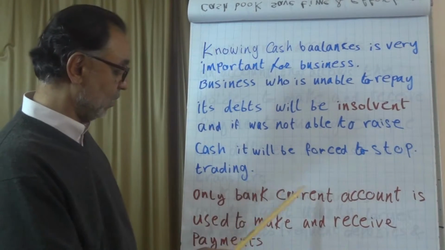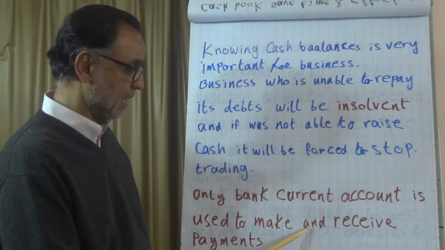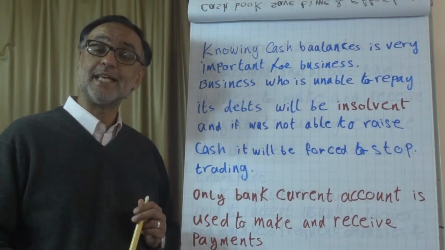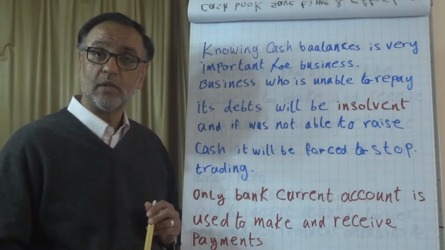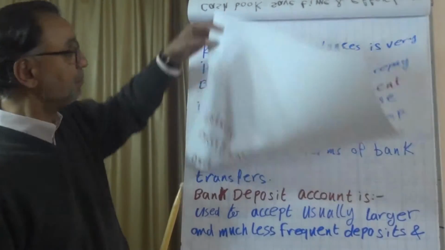Only the current account is used to make and receive payments. So when we say bank, it's a current account. There's another account called a deposit account.